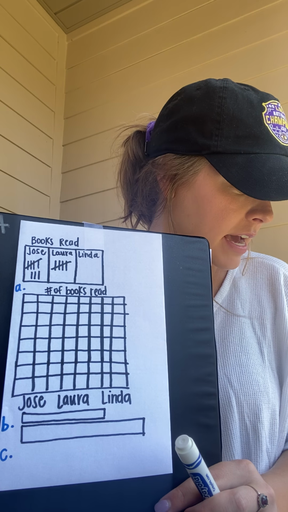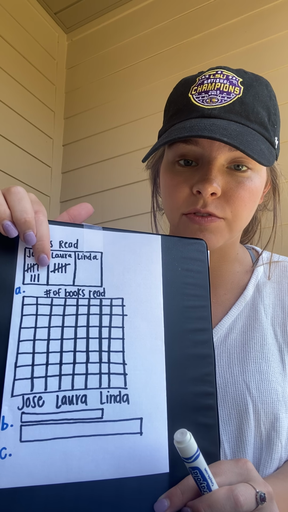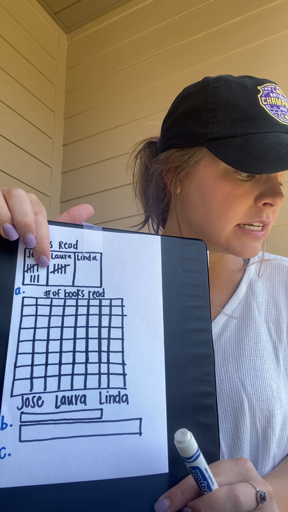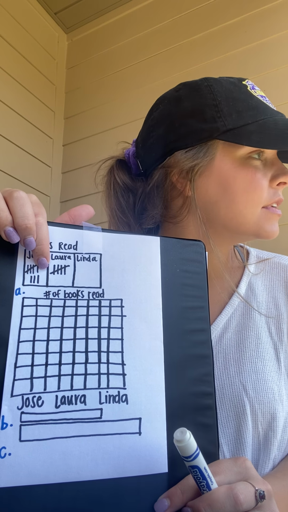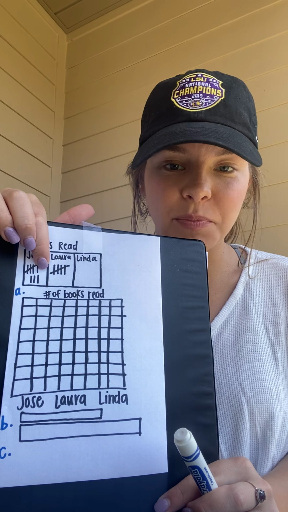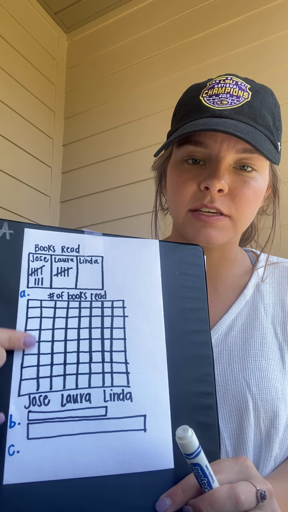So first we have A, and it says use the tally chart, which you know these are tallies. So use the tally chart. Sorry, there was a car. Use the tally chart to fill in the picture graph. And here is the picture graph. So really you're doing these at one time.